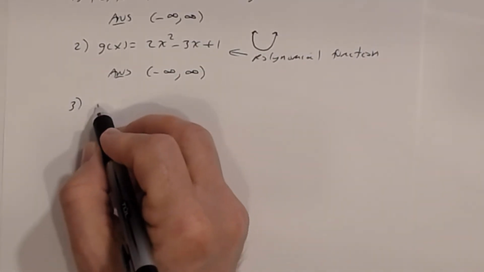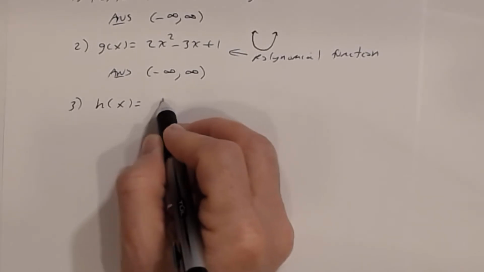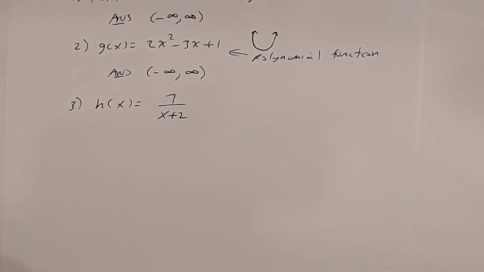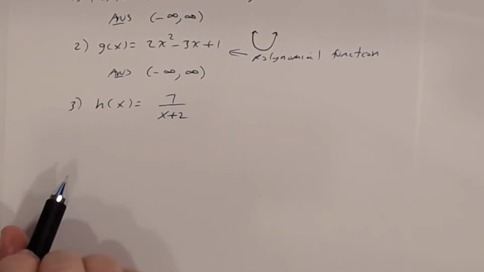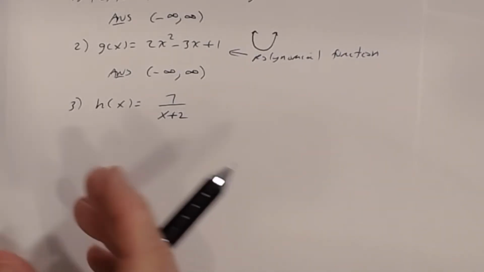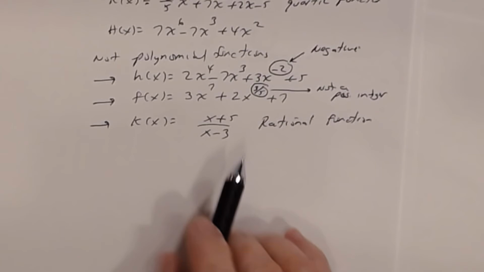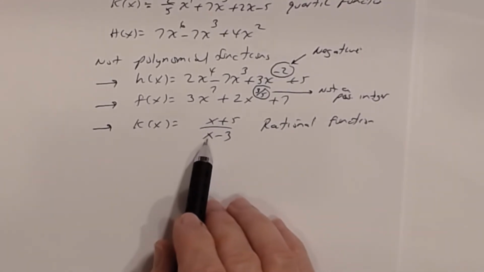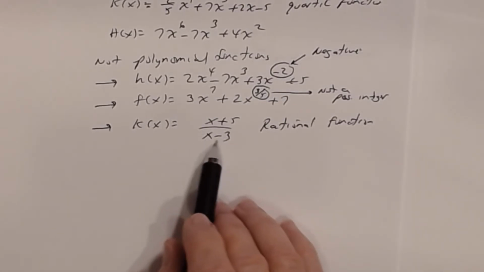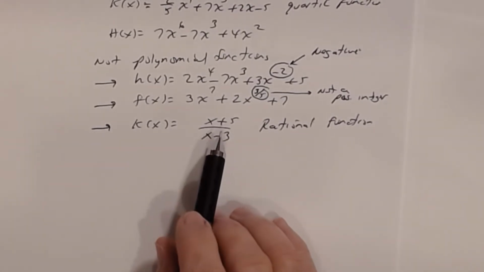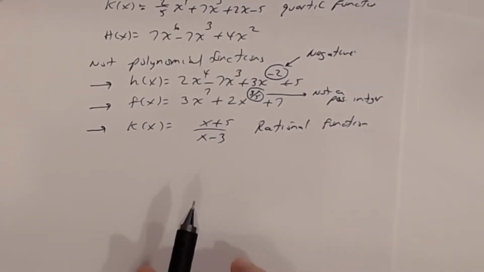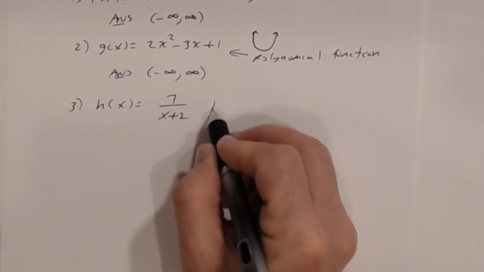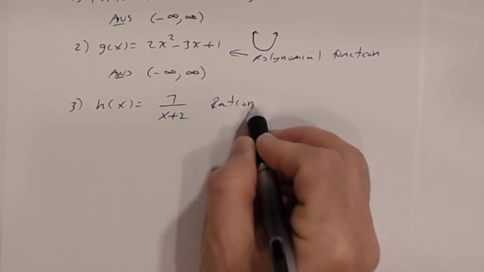All right, now let's suppose we had this for number three. We had h of x equal 7 divided by x plus 2. Notice from a discussion we had earlier that a fraction where you have a variable expression in the denominator is not a polynomial function. It's a rational function. So you have to recognize, hey, this is a rational function.